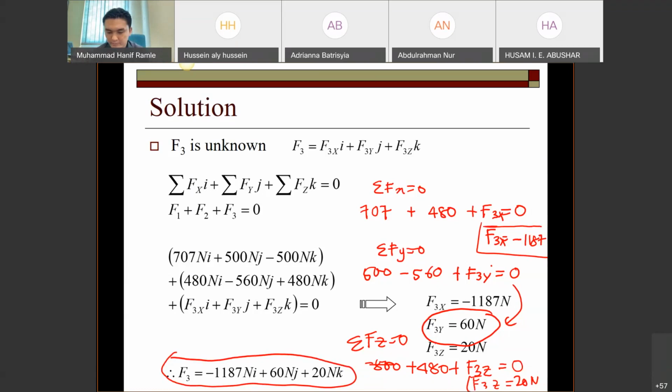Still easy until now. This method is okay. Which method? Rabiul Hassan, which method did you say just now? The previous one. Which one? Summation of Fx, summation of Fy, summation of Fz equal to 0.